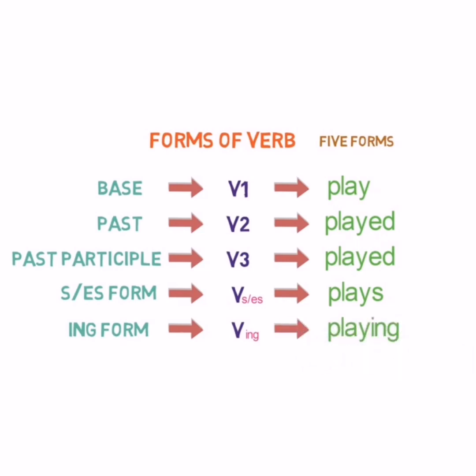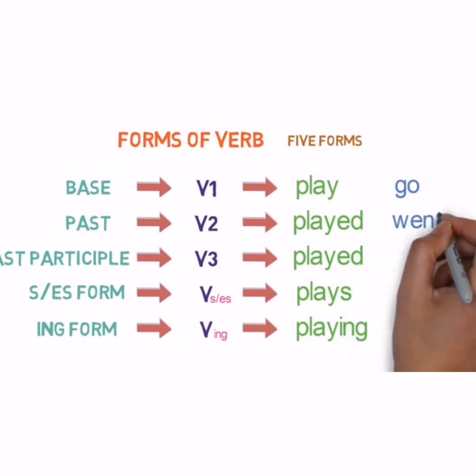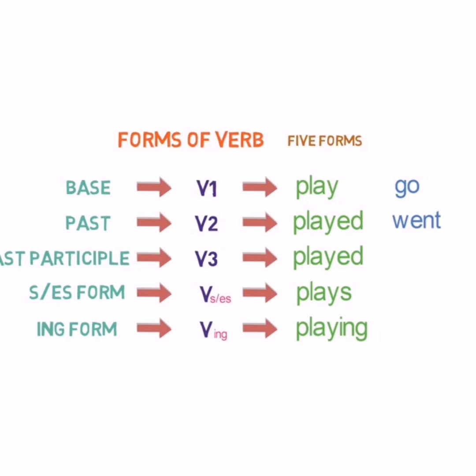Let's look into one more example. Go in the base form is go. Past form, it is went. In the past participle, it is gone. In S or ES form, it is goes. And in ING form, we use it as going. Now, I hope you all are clear with the verb forms. Now, let's learn deep about tenses.